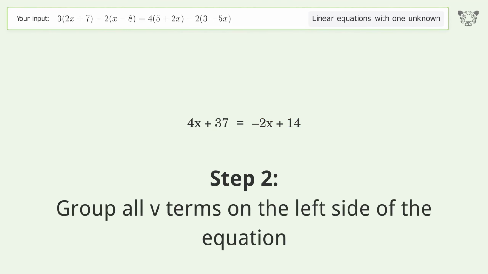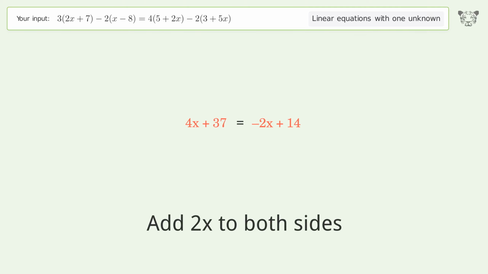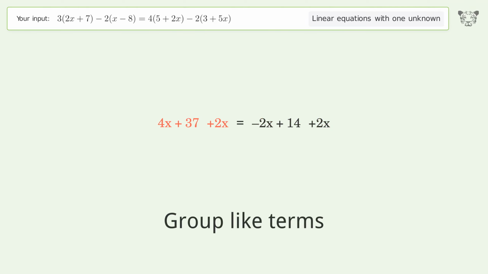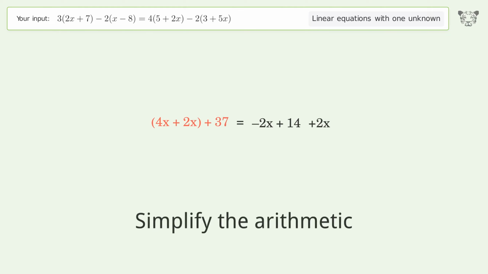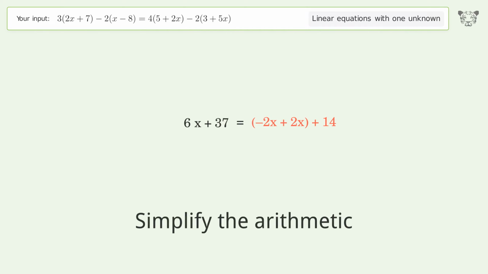Group all v terms on the left side of the equation. Add 2x to both sides. Group like terms. Simplify the arithmetic. Group like terms. Simplify the arithmetic.